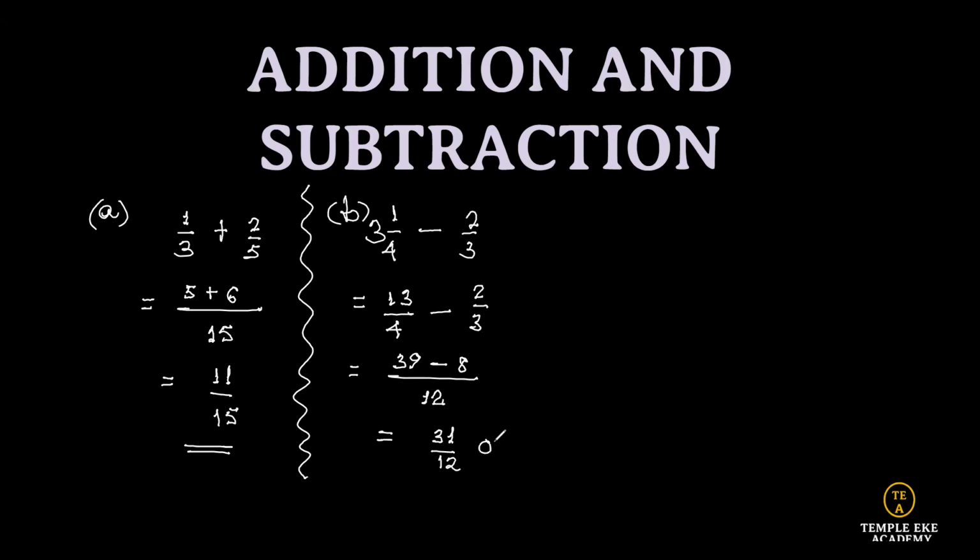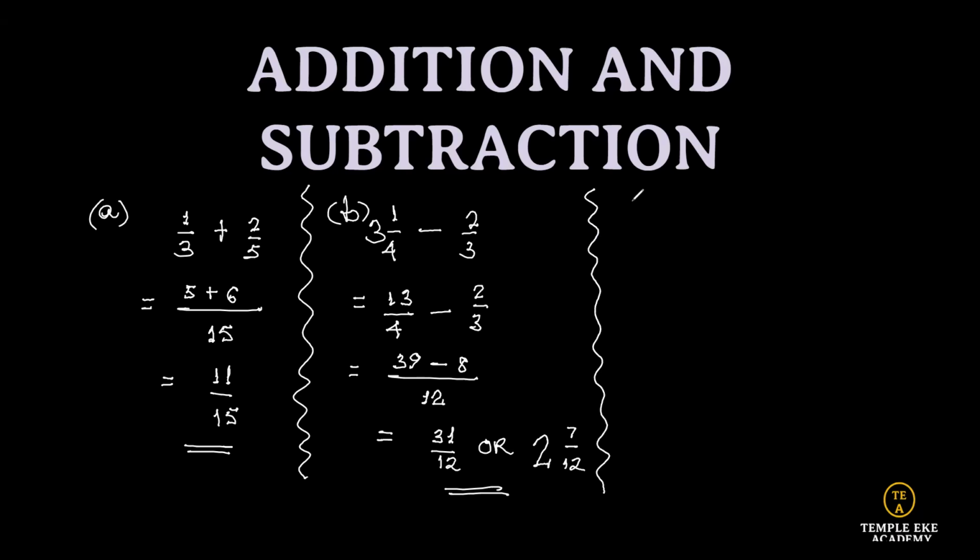And we can change this into mixed form. 12 divides into 31, that is 2. That's 24. Remainder 7 over 12. Our final answer. Very simple. Let us solve the third one.